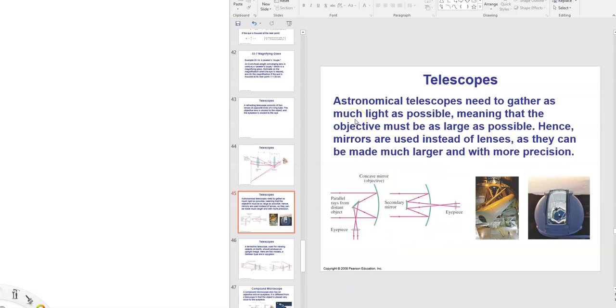There are reflective types of telescopes also, using concave mirrors. So incoming light reflects into a small mirror placed in front of it, then is taken to the side, and then there's a lens to magnify it.